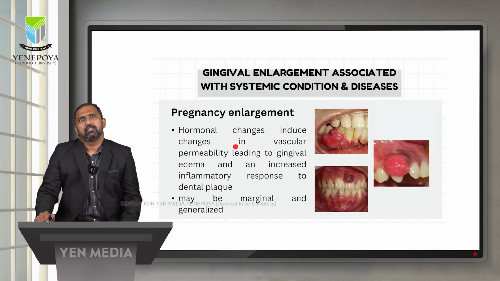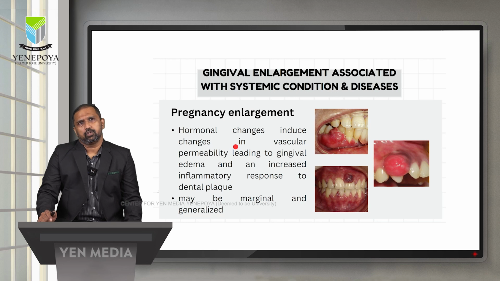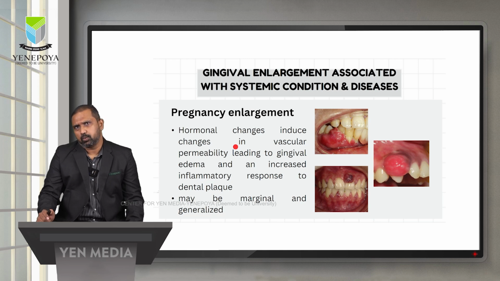Next are certain gingival enlargements which are associated with systemic conditions and diseases. Systemic conditions means the whole condition of the body, which can bring about some changes in the gingival tissues. One of the commonest is pregnancy enlargement. This is usually seen when there is a typical rise of hormonal changes in a pregnant woman, who can have a small enlargement in the gingival tissues, and these are called pregnancy epulis. Usually these enlargements subside or disappear once the pregnancy is over.